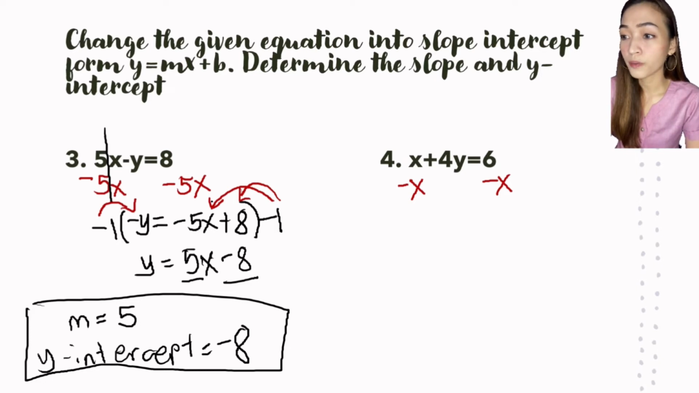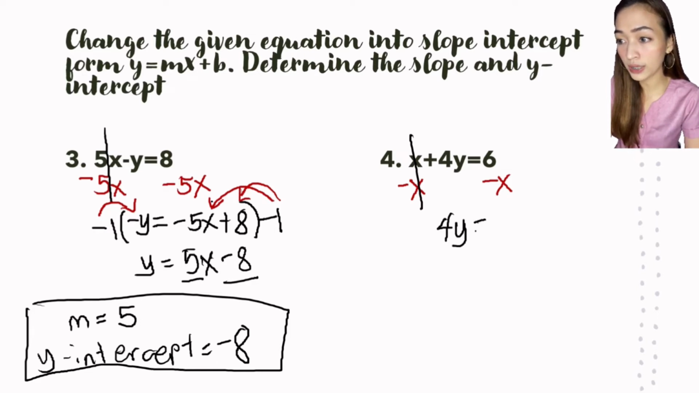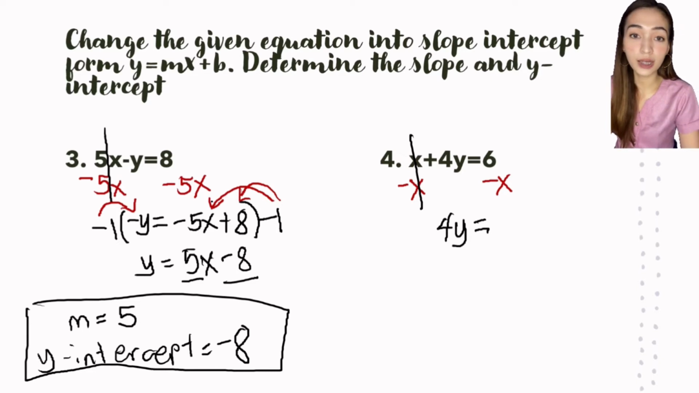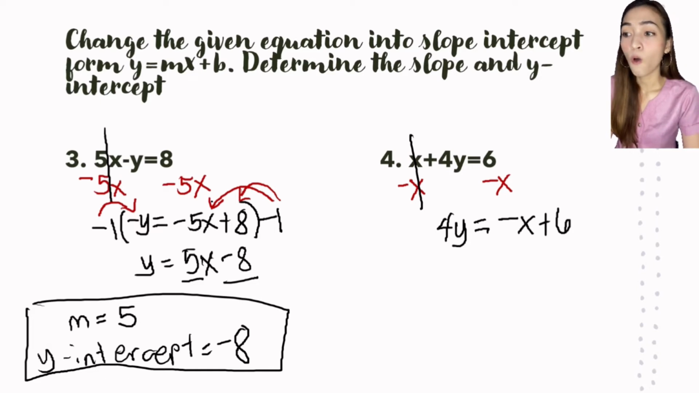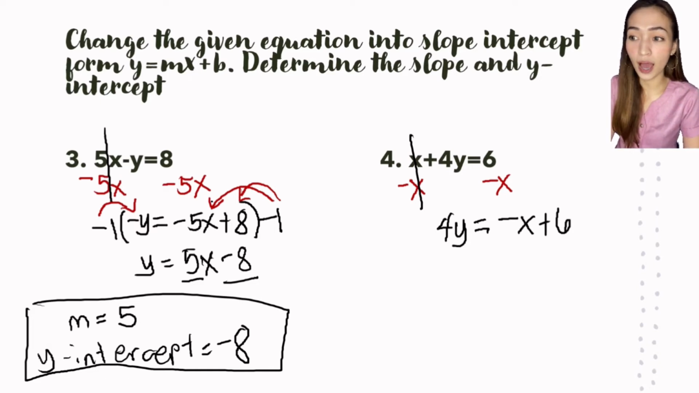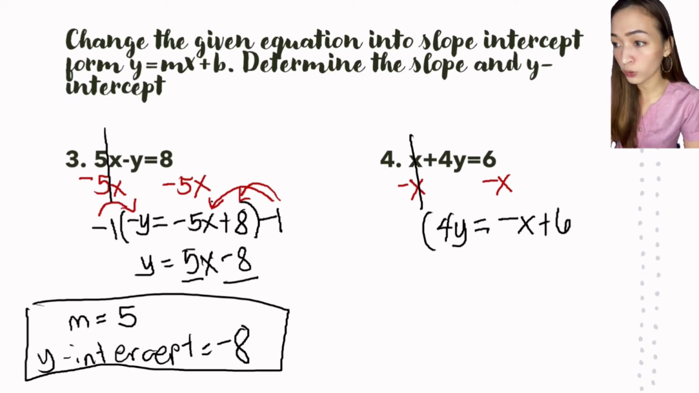So now x plus negative x is 0. So bring down 4y equals, okay, 6 plus negative x, so we have negative x plus 6. Okay, so to get y, since we have the numerical coefficient 4 here, we need to multiply both sides by 1/4.